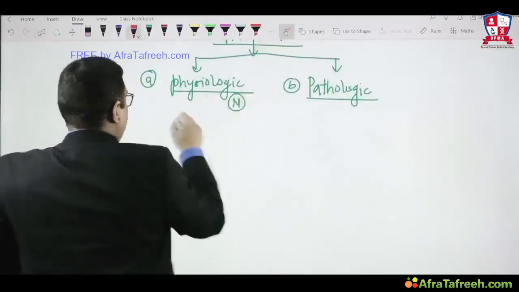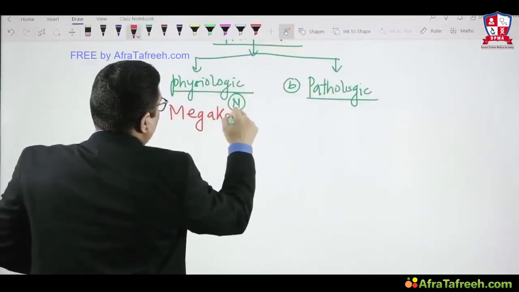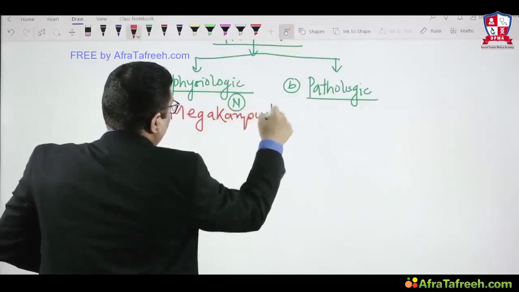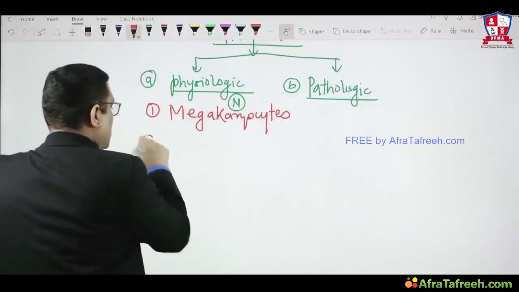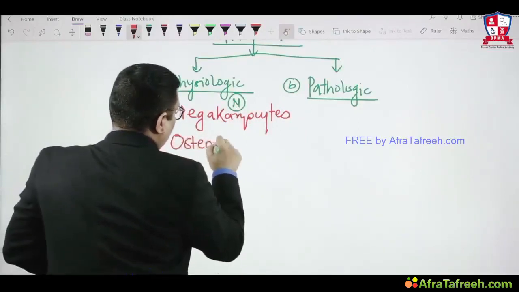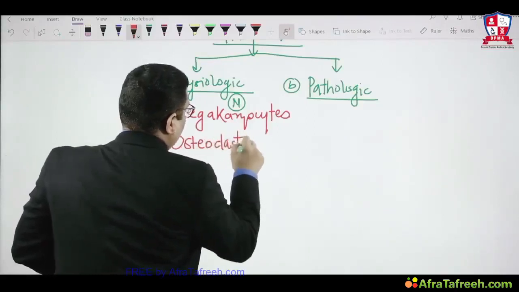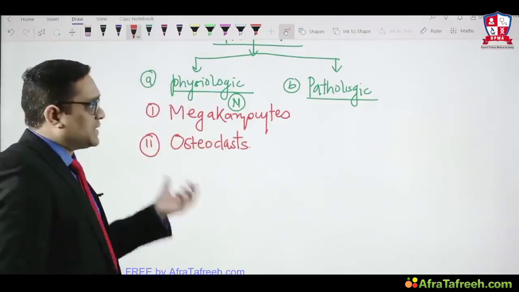Examples of physiologic giant cells that the examiner may ask in your exam: in bone marrow, the presence of megakaryocytes. Megakaryocytes are giant cells seen in bone marrow, and another physiologic giant cell is the osteoclast. So megakaryocytes and osteoclasts are giant cells.